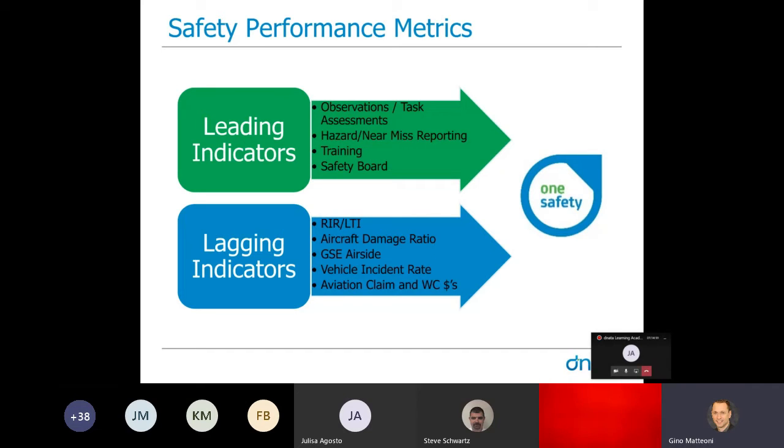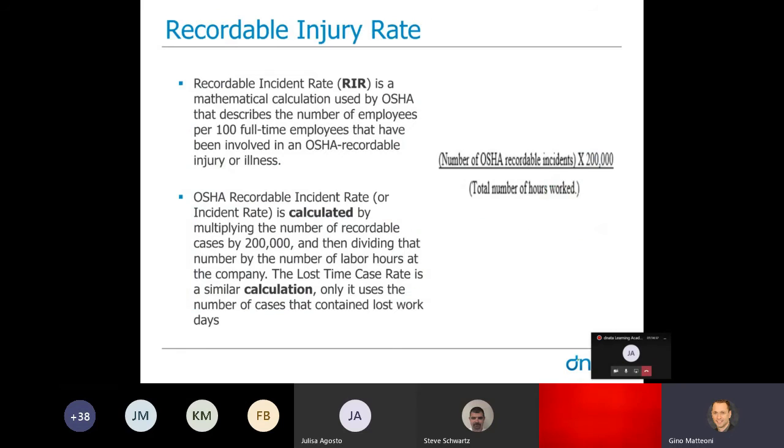All right, so switching subjects, a little bit less intense: our recordable injury rate and lost time incident frequency. All these indicators should be pretty familiar to everybody on the call. We measure safety in leading indicators and in lagging indicators. Two of the lagging indicators are the RIR and the LTI. What is the recordable injury rate all about? It's a mathematical calculation used by OSHA that describes the number of employees per 100 full-time employees that have been involved in an OSHA recordable injury or illness.